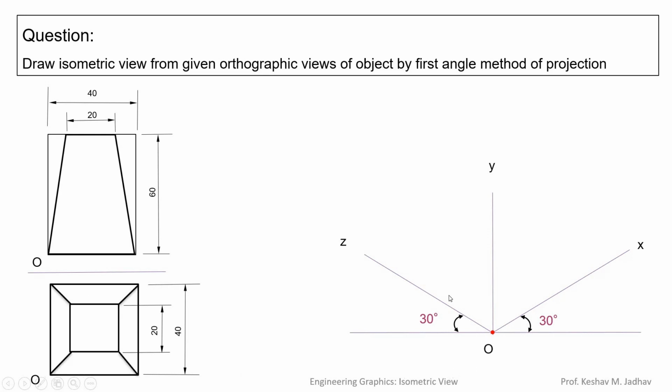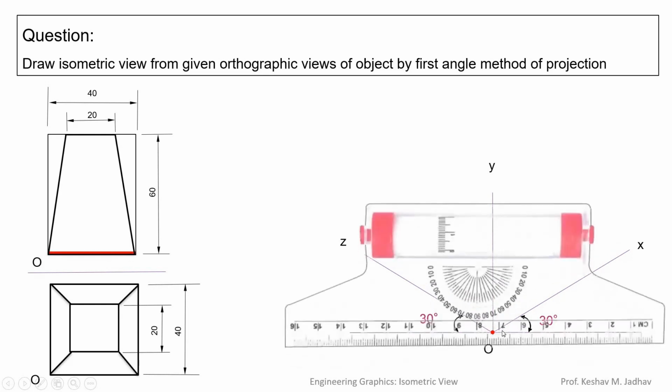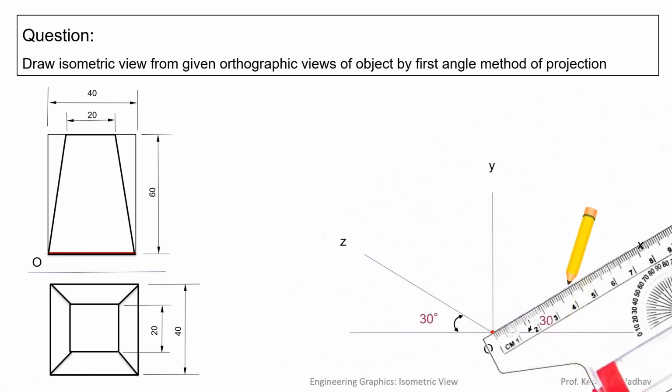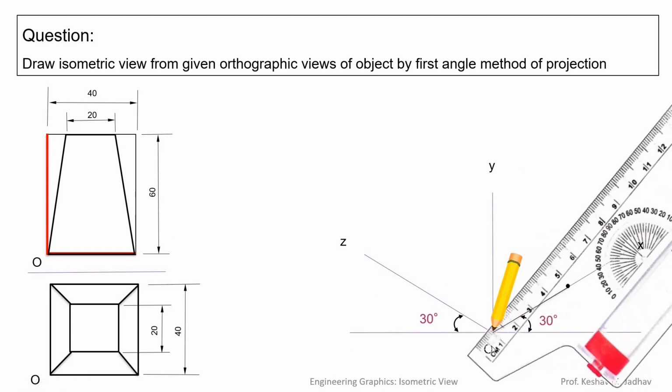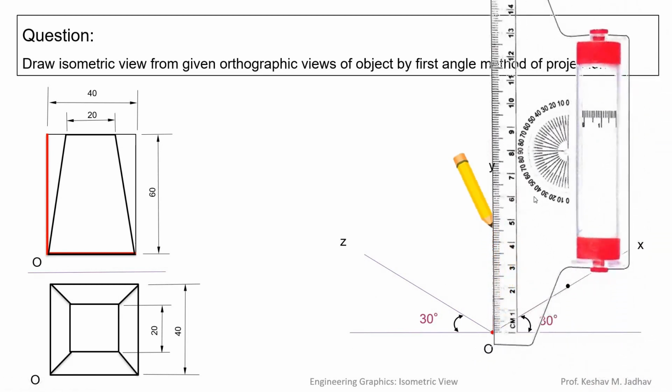First we have to draw the isometric box for the front view and top view. The front view rectangle is 40 mm length and 60 mm height, and the top view is a square 40 by 40. To draw the isometric view, from O on the right side there is a 40 mm long length. So from O we measure 40 mm distance and draw a line. Then from O vertically upward we draw a 60 mm line, a thin line.